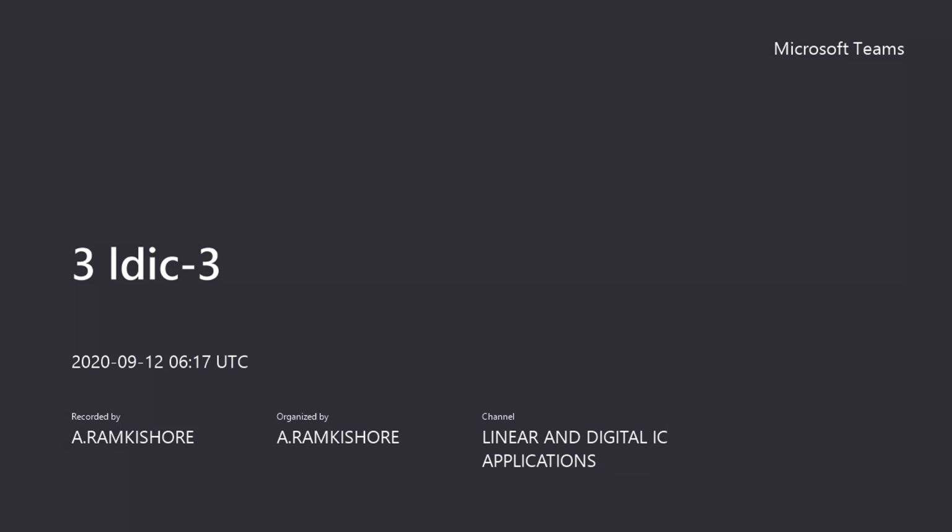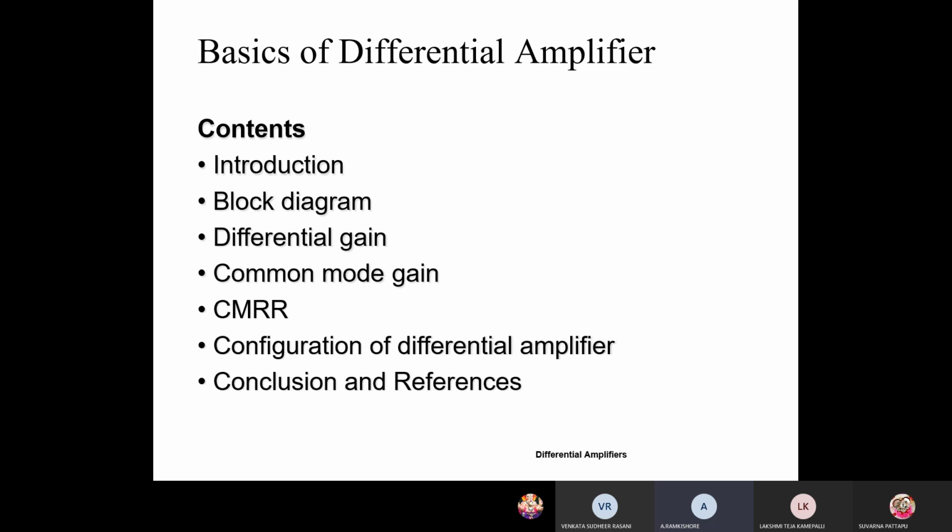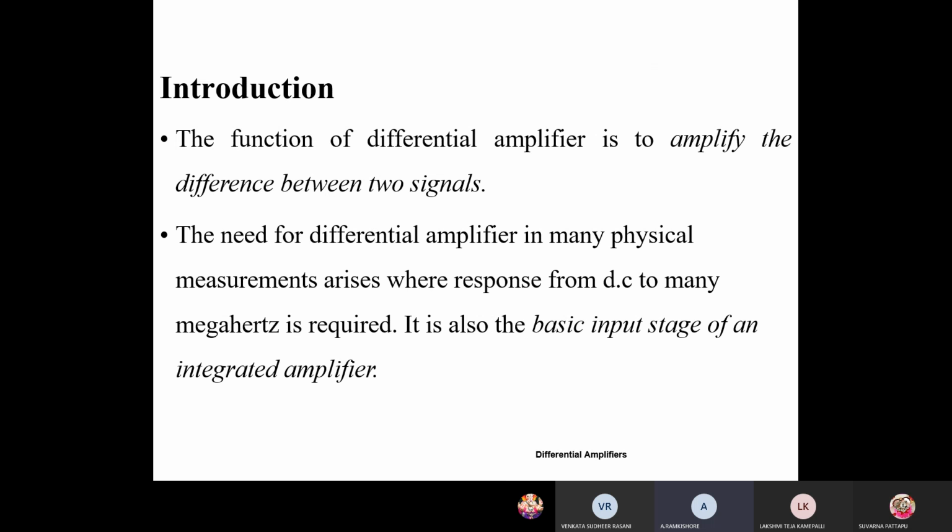Differential amplifier. How the differential amplifier works like an op amp differential amplifier. In today's class, the contents are the introduction and the block diagram of the differential amplifier, which mainly operates in three modes: differential gain, common mode gain, and the common mode rejection ratio, and the different configurations of the differential amplifier.